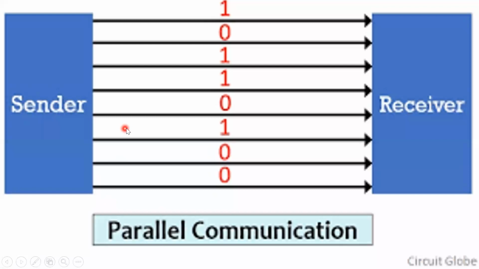This is the diagram related to parallel communication, where you can see a sender and a receiver, and 8 parallel lines transferring the data from one side to the other. You can see 8 separate paths transferring the data in the same direction. So what happens in parallel communication is that many bits, normally 8 bits, are transferred at the same time on various parallel paths in the same direction.